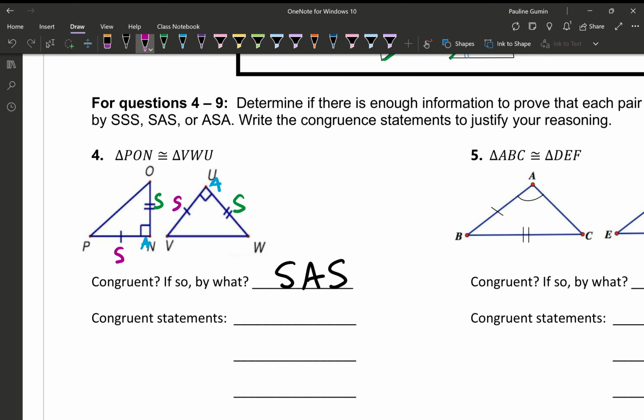Let's write it down. Congruency statements. The first tick mark, so I'm starting with the pink S, PN is congruent to VU. Next, I'm going to do my angle. I got angle N, that's congruent to angle U. And lastly, our second side, we got NO congruent to UW.